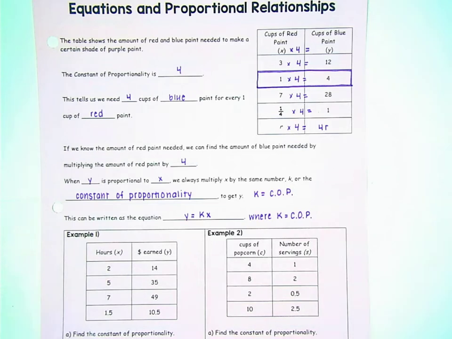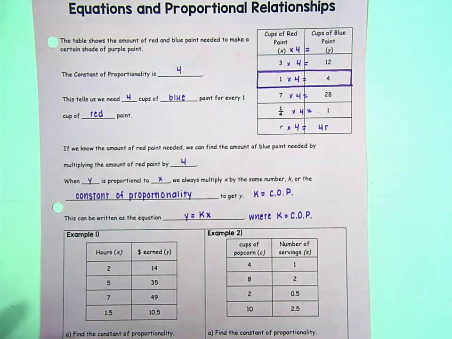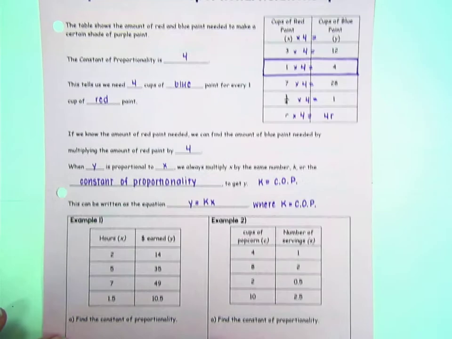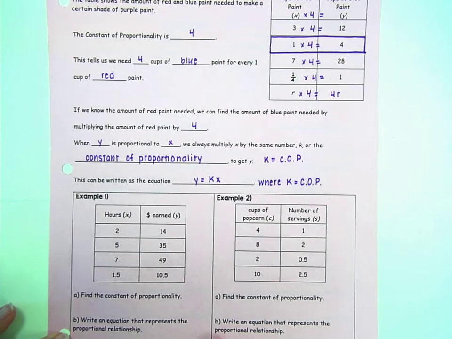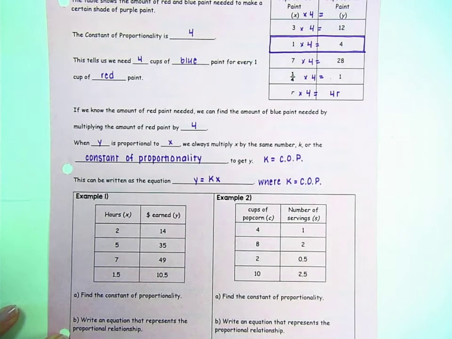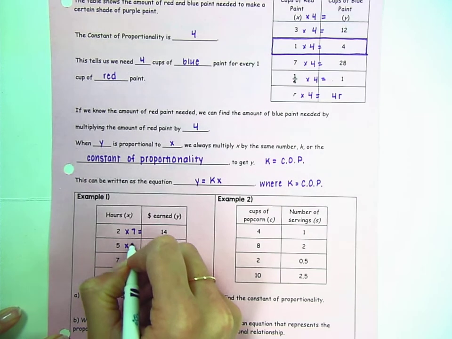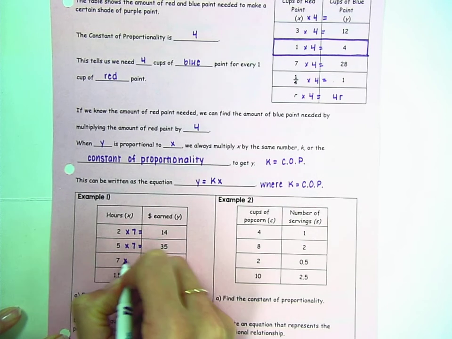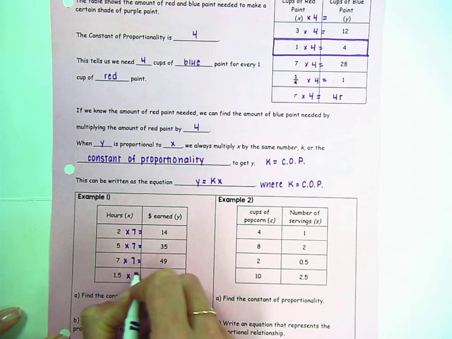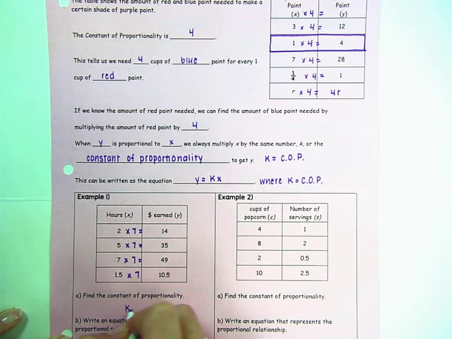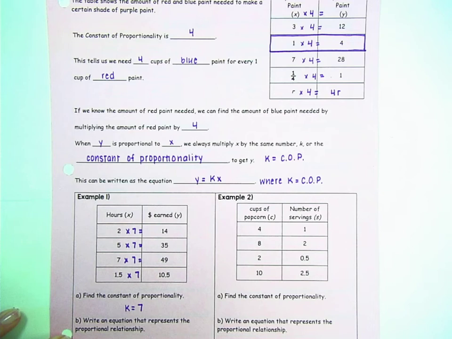So let's take a look at a few examples. In example number 1, we're looking at the proportional relationship between money earned and hours. The first thing I need to do is find my constant of proportionality. And I know my constant of proportionality here is 7 because all of my x values multiplied by 7 give me my corresponding y value. So k, or our constant of proportionality, is equal to 7.